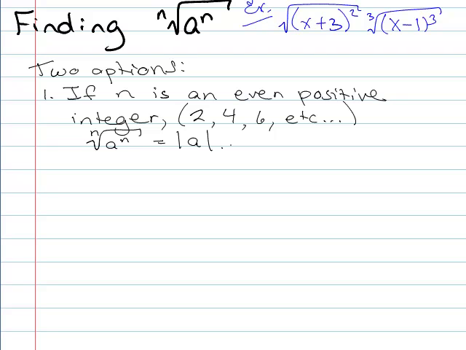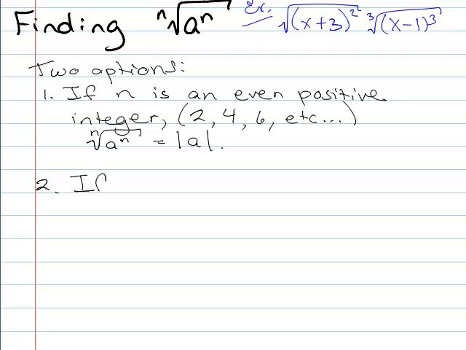Okay, the absolute value, remember, because we can't have a negative value come out of a square root. We can't have a negative value come out of a fourth root. So whatever we have coming out of that even root has to be positive. So to make sure it's positive, we write it as the absolute value of a.